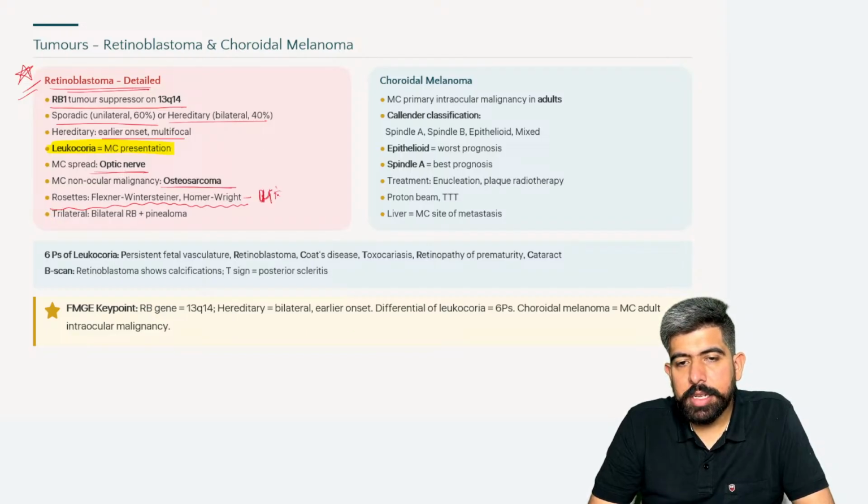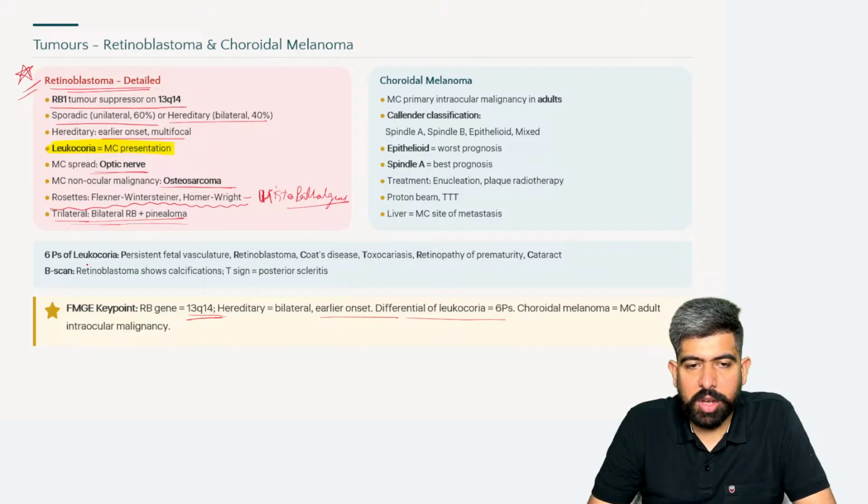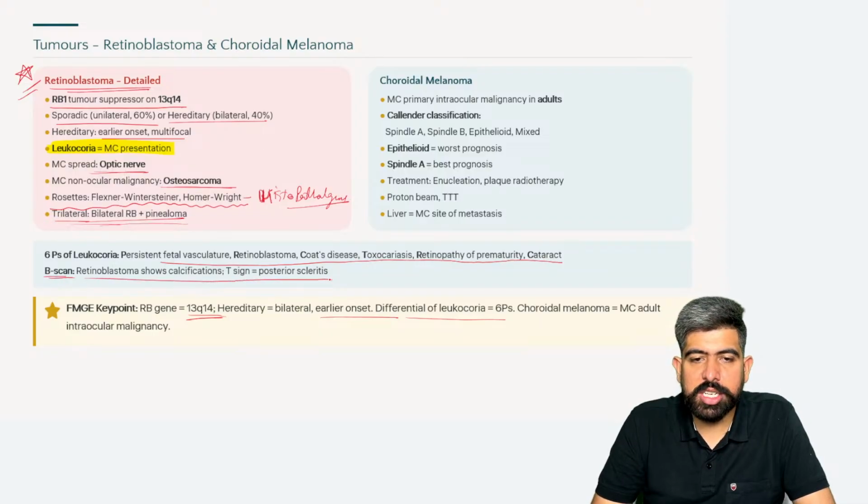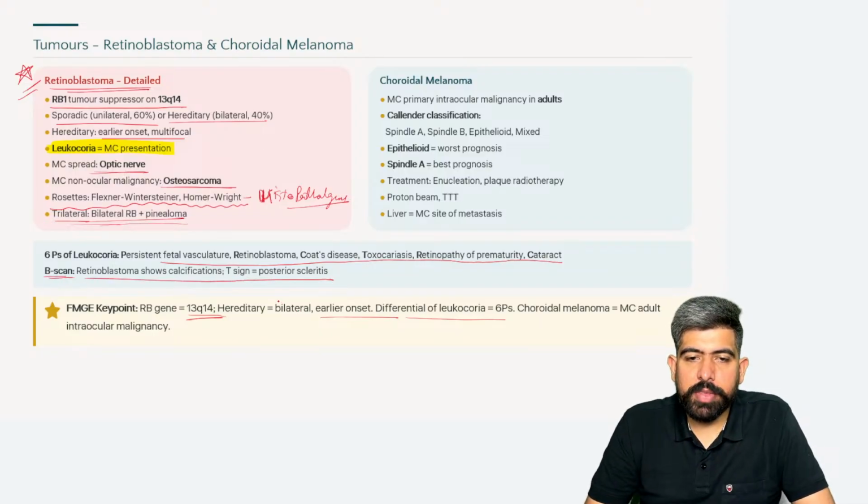Bilateral retinoblastoma can be seen with this condition. RB gene, hereditary, earlier onset, differentiate by leukocoria. Please remember the 6 P's of leukocoria: persistent fetal vasculature, retinoblastoma, Coats disease, toxocariasis, retinopathy of prematurity, and the cataract. The B scan for retinoblastoma shows calcification. T sign is positive in posterior scleritis.